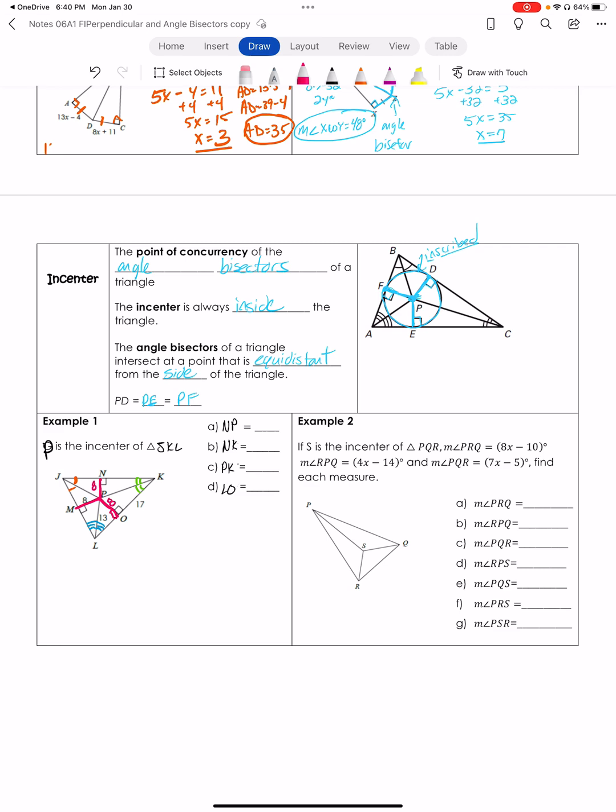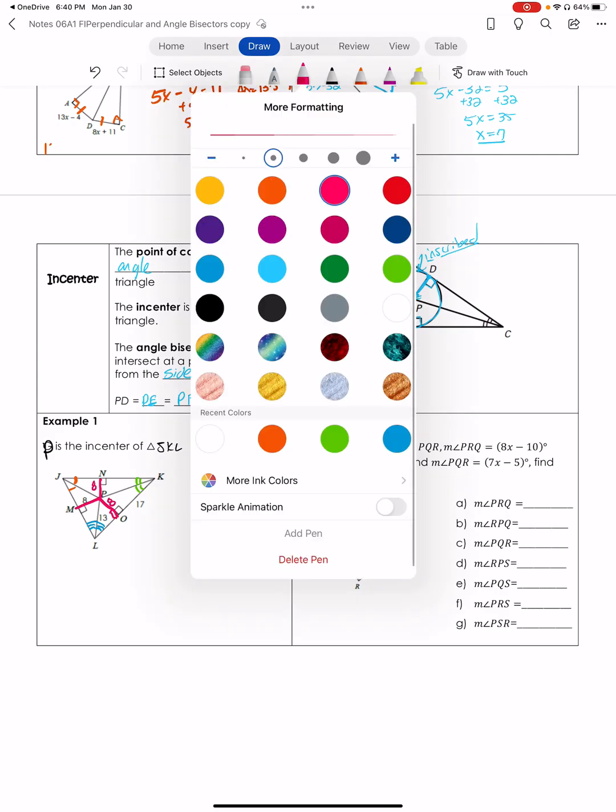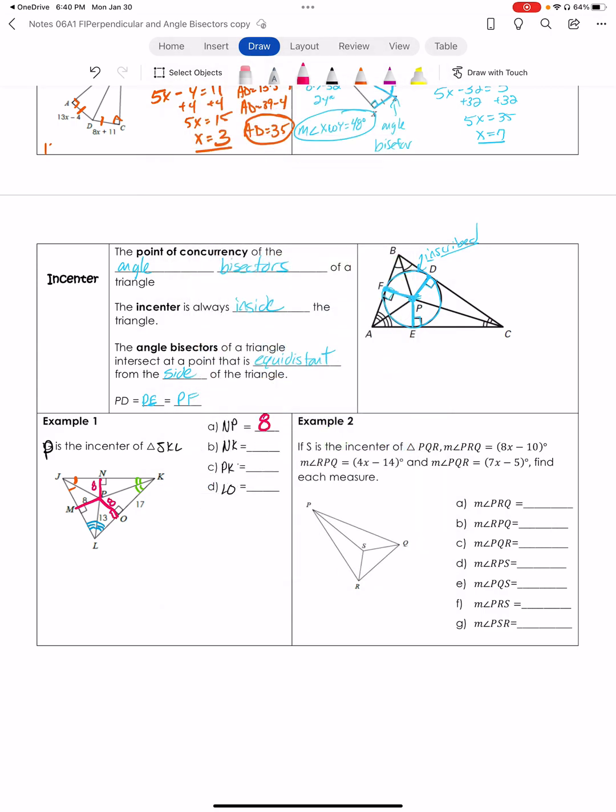Okay, so let's go through. It says NP. Well, I know NP has to be 8 because it's equidistant from the sides, and one of the distances is 8. It says find NK. So NK, since these triangles are congruent, if this is 17, this one right here also has to be 17. So NK is 17.